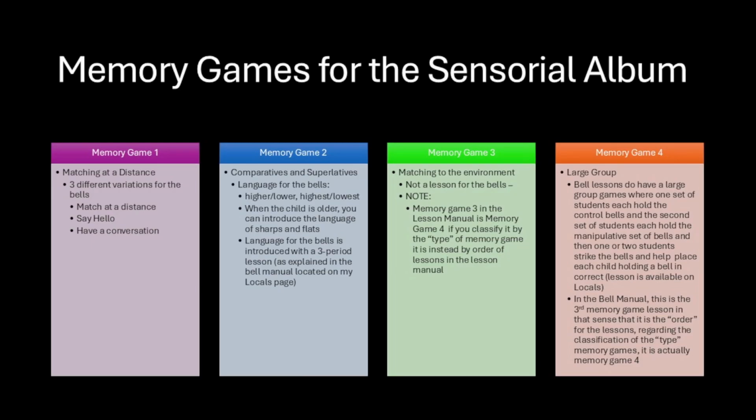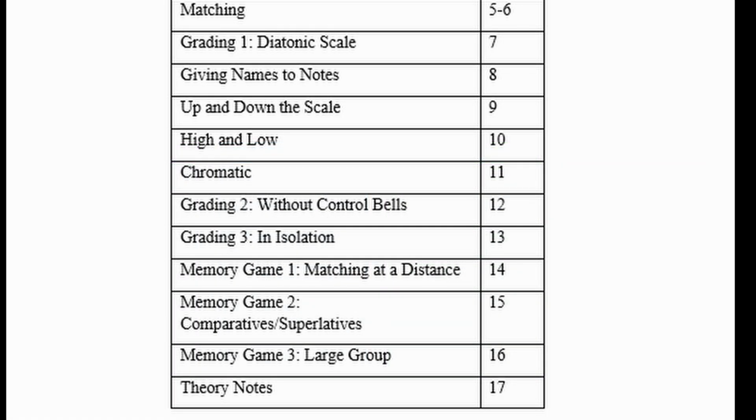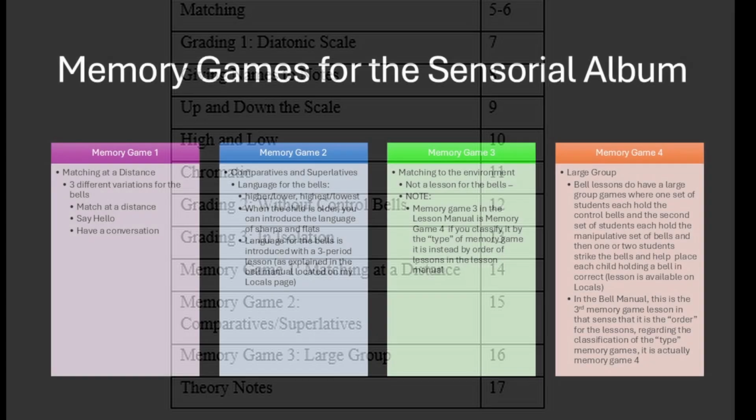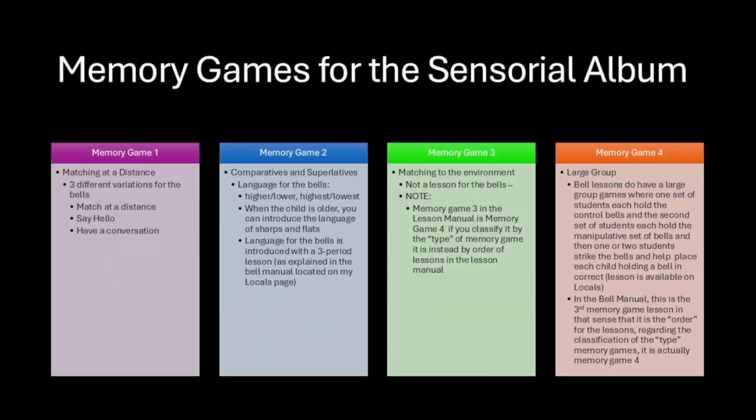However, I do have to show you something that might be a little bit confusing because of how I put together my lesson manual. So memory game 3 in the lesson manual is actually memory game 4 if you are classifying it by the type of memory game it is, instead of in the order of lessons in the lesson manual. Memory game 4 in the sensorial album is large group lessons. And this doesn't happen very often in the Montessori classroom, but this does happen occasionally. In fact, another material that uses memory game 4 would be the pink tower.